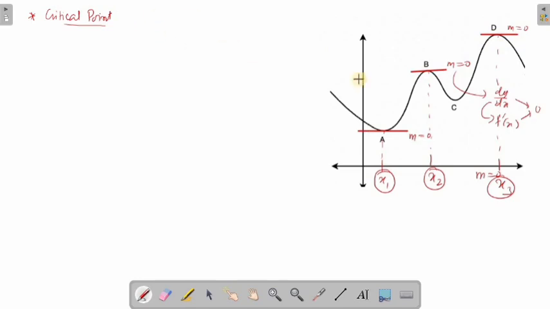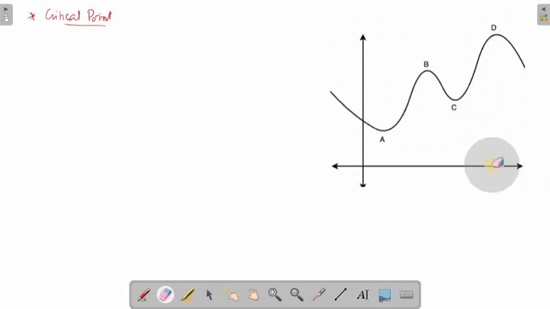So if y equals f of x is a given function, then the point at which f dash of x equals 0, that x is called the critical point. So this is the meaning of critical point. Kindly make a note of it.